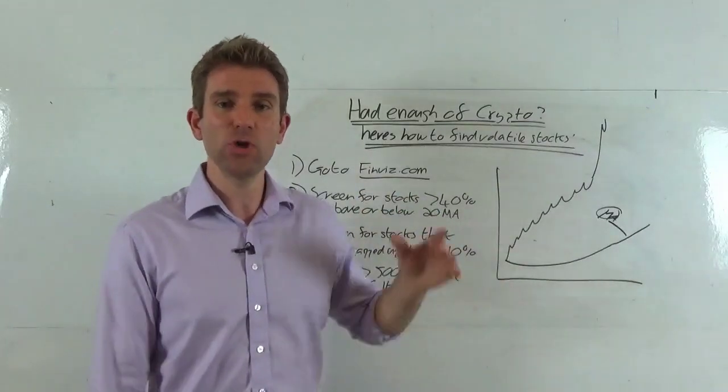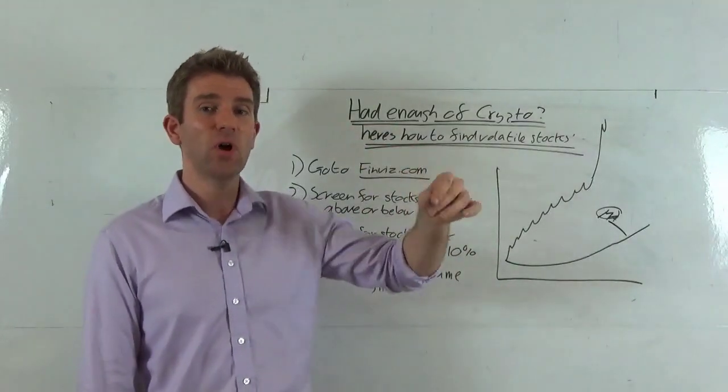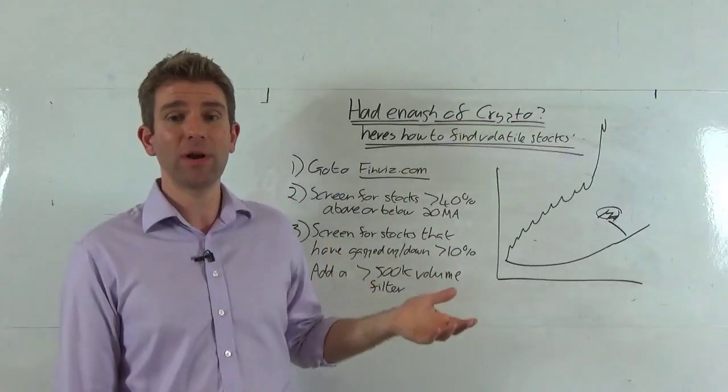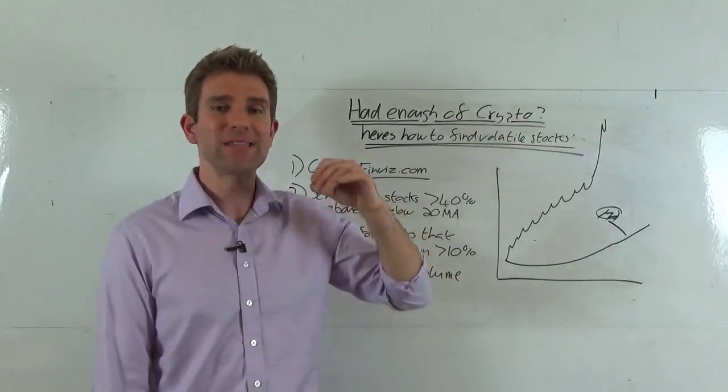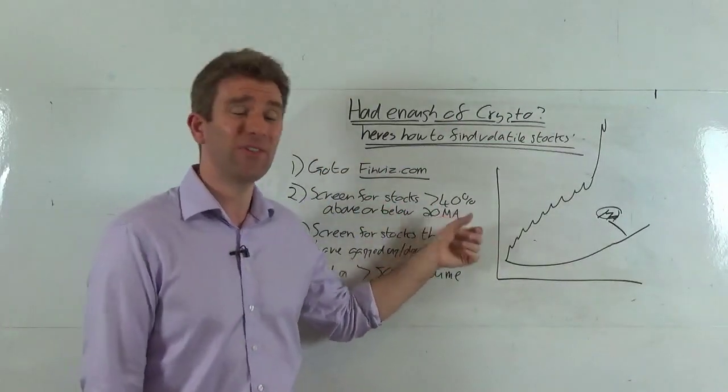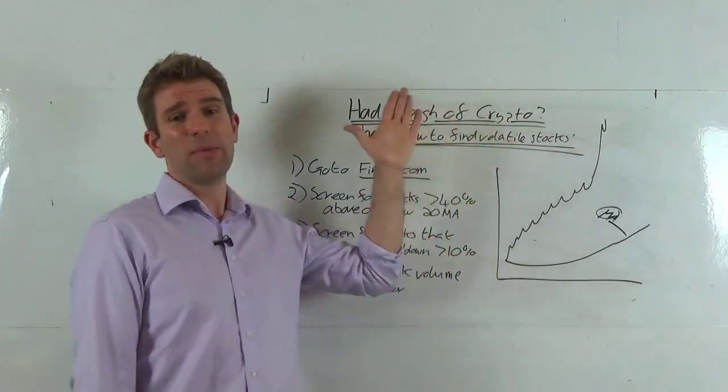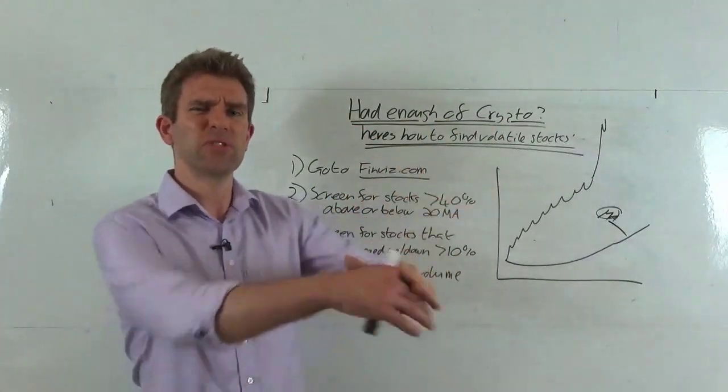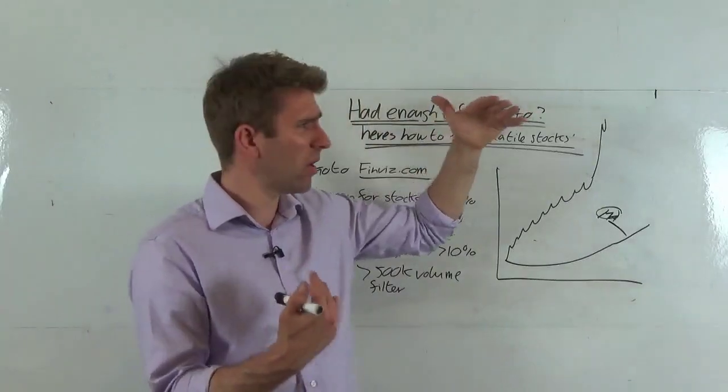There are other ways of doing it. You can have monthly performance over 10% on the month. That's normally quite good. There are other moving averages you can use. I prefer the 20 period because I think it's the closest one. People sometimes use a 50 or 100, but sometimes markets move quite a way away from the 100.